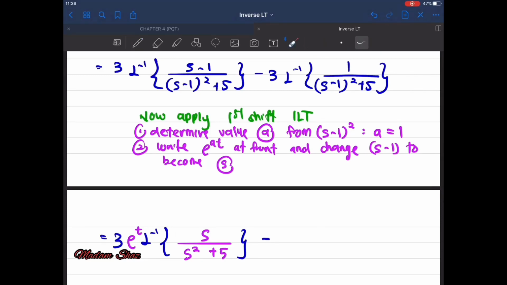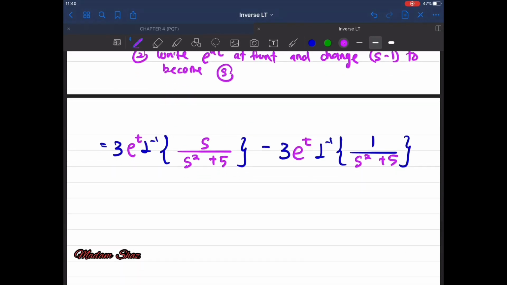Minus, the same thing for the second curly bracket. We determine the value of a from s minus 1 square, which is our a equal to 1. The second step, write exponent at the front of the Laplace inverse. So our answer will become minus 3 exponent t Laplace inverse. 1 at the upper side, we don't change 1, over s minus 1 square at the bottom side will become s square plus 5.